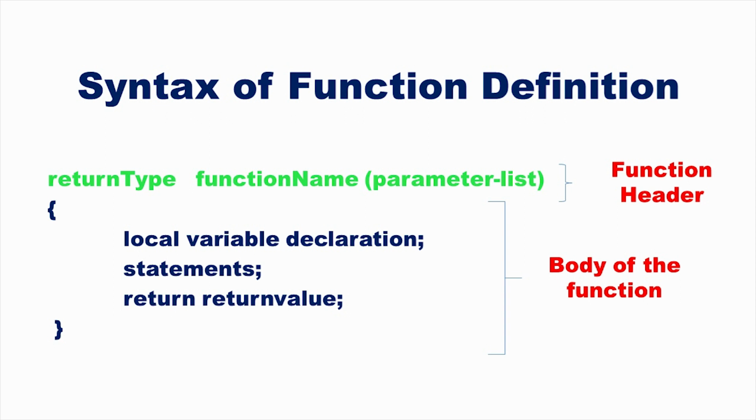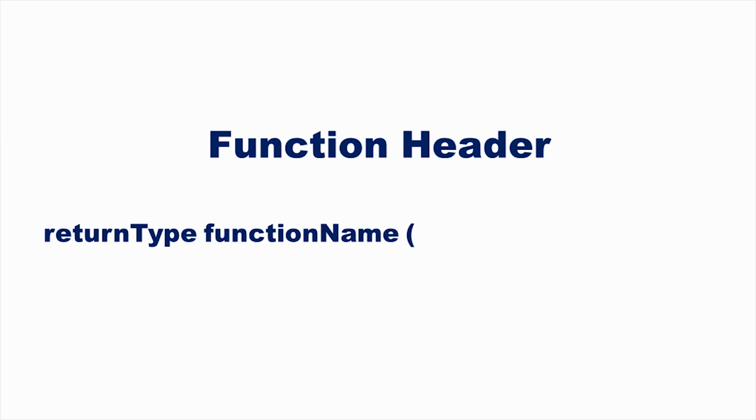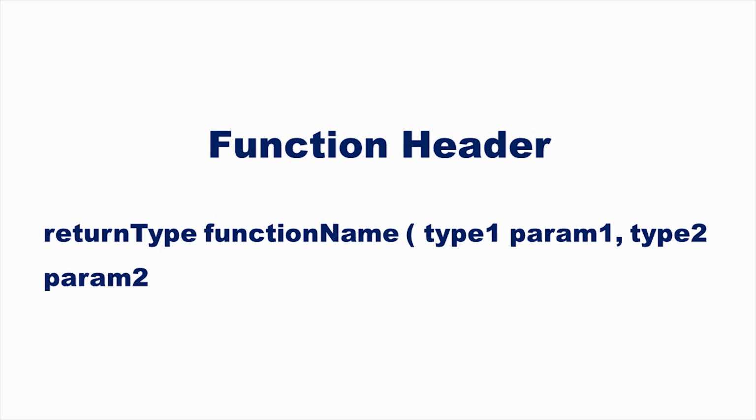Within the parentheses, specify the list of parameters separated by commas. Each parameter serves as a placeholder to receive the values that are passed to the function. The general form of function header is: return type, function name, and within the parentheses, type 1 parameter 1, comma, type 2 parameter 2, comma, etc., up to type n parameter n.